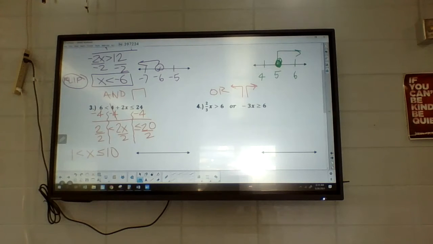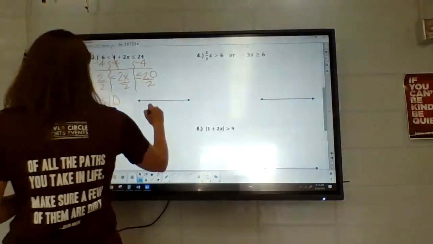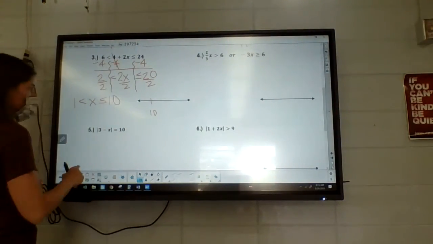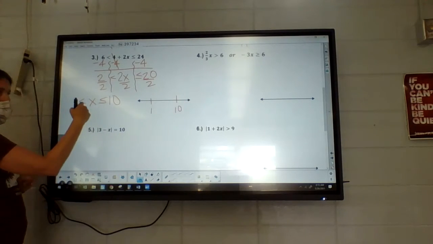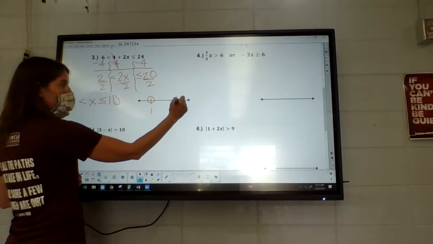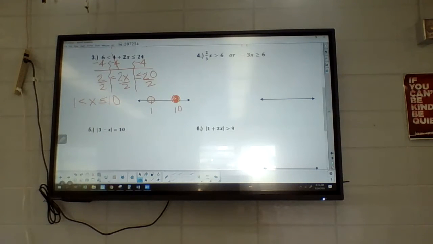And what we're doing with that is, again, we're going to put both of those numbers on our number line. Oops, should be 1, smaller than 10. 1 and 10. Now the 1's going to be an open circle, the 10's going to be closed, and it's basically saying anything between 1 and 10 works.